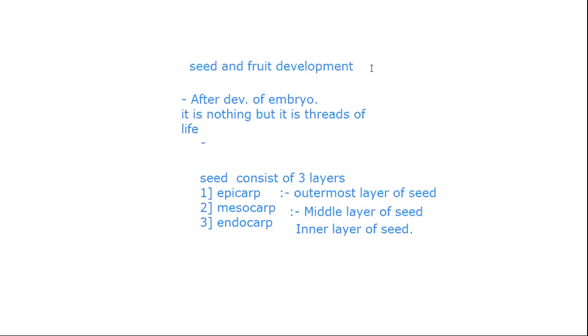Okay. Then we'll turn towards the fruit development. Fruit development.